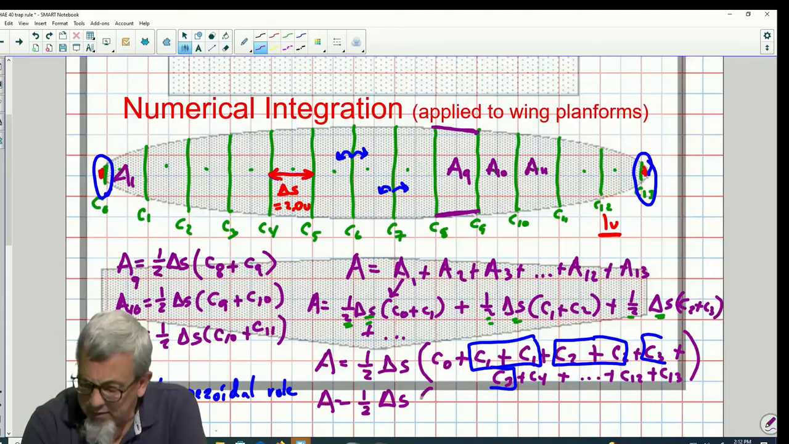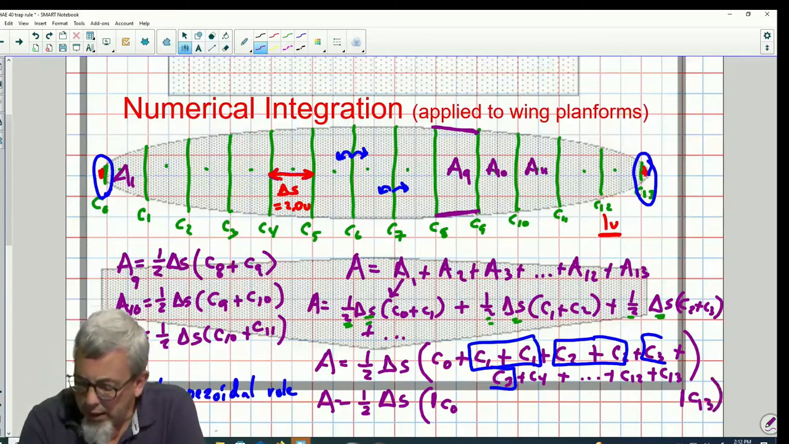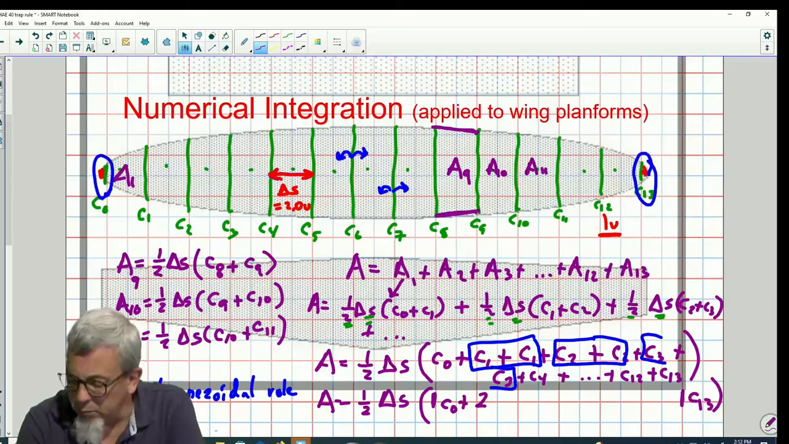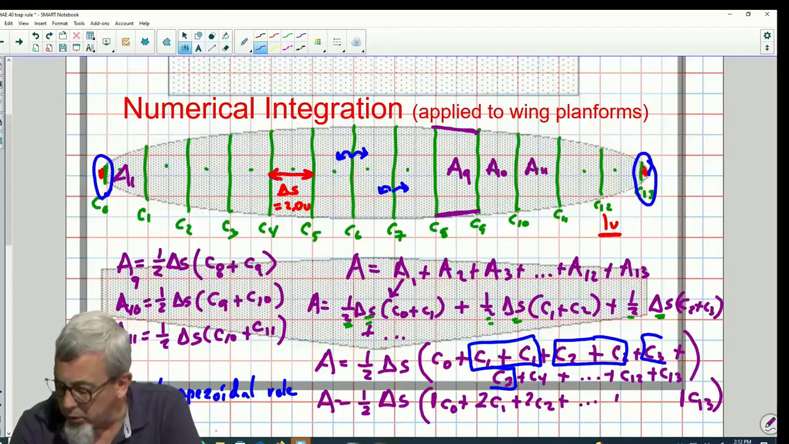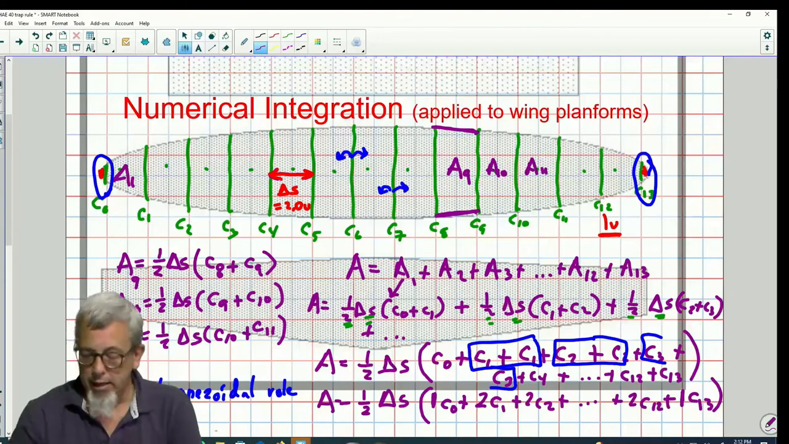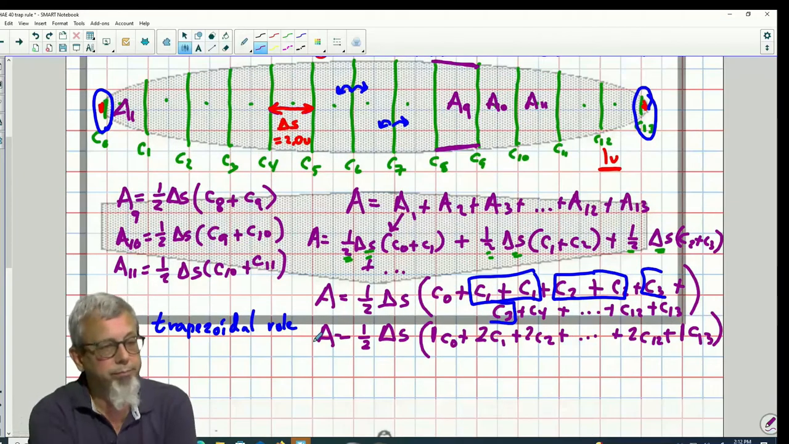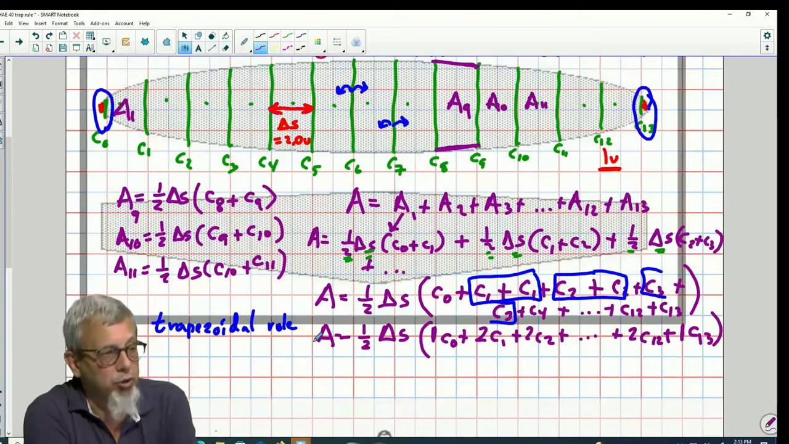And then I'm going to put in 1 times the C0 at the beginning and a 1 times the C13 on the end, number 13, and then all the rest of them get multiplied by 2. 2C1 plus 2C2 plus etc. plus 2C12 plus 1C13. And this is known as the trapezoidal rule. And we'll apply that trapezoidal rule to find the area of complex shapes.